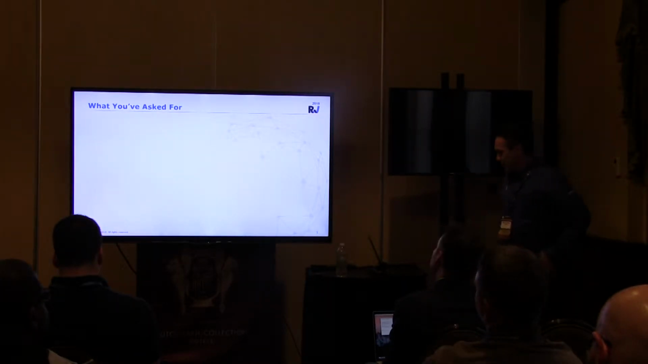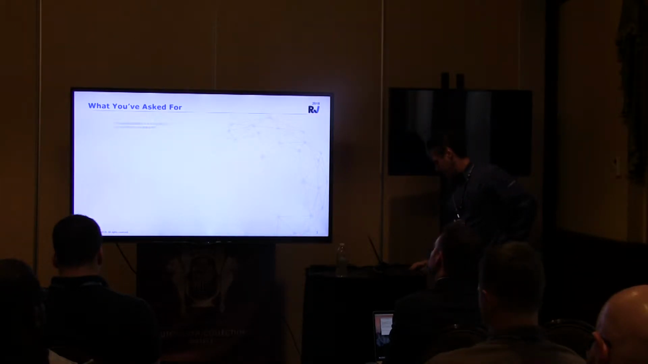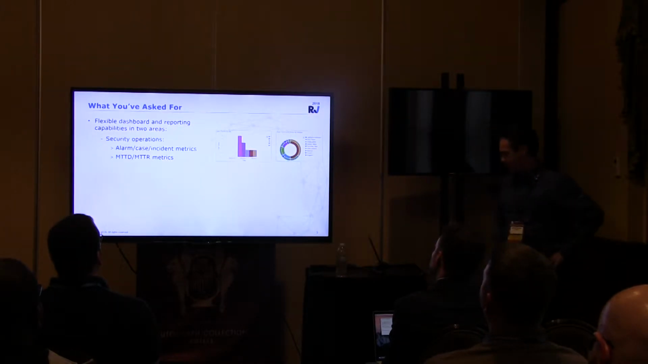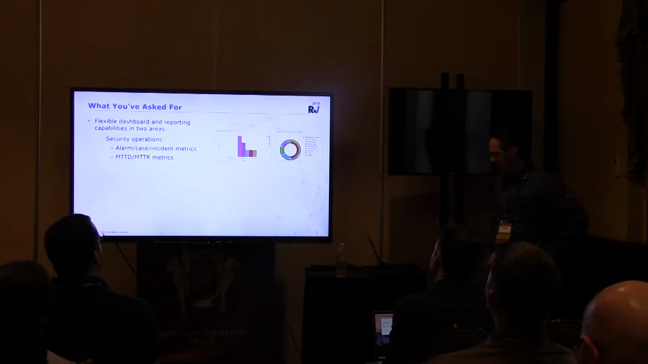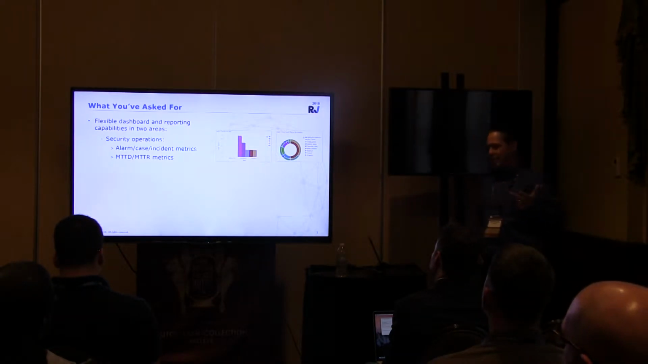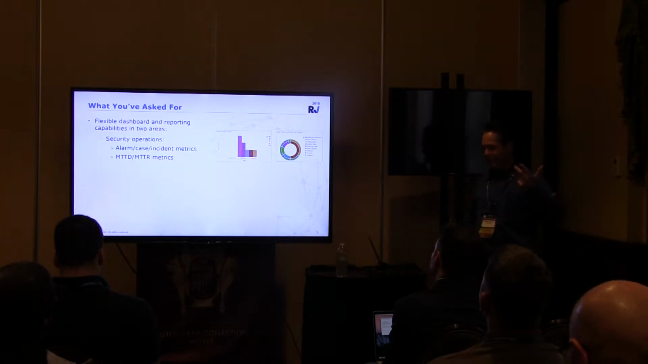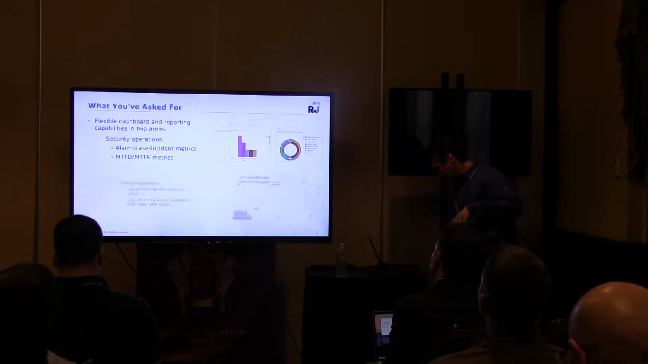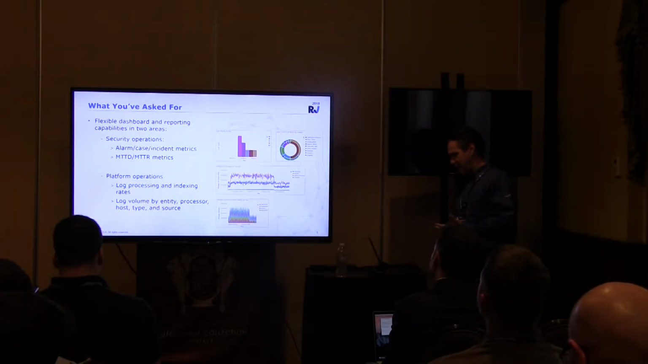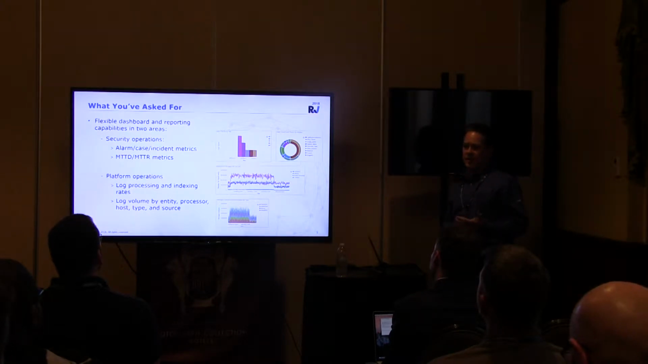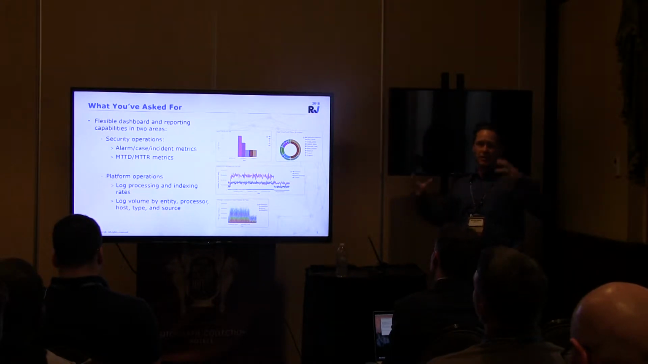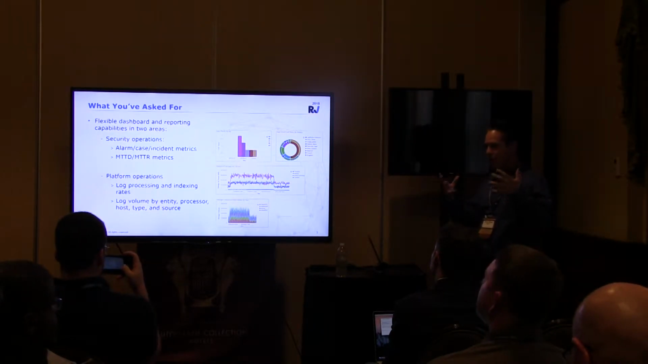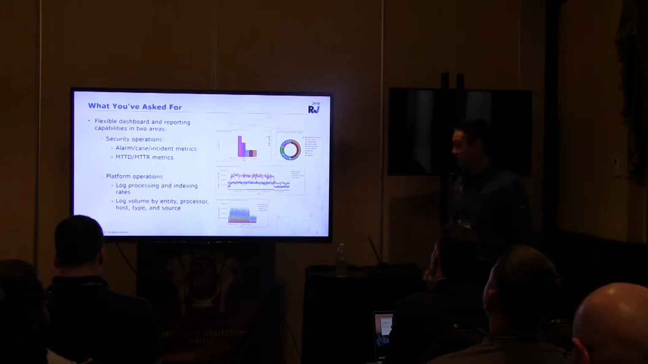Over the years, we've heard a lot of requests for data. Two big data sets you've asked us for are security operations data, meaning our alarm, case, and incident metric data, so you can run your own analytics and do your own SLA calculations on it. You also wanted platform operation data: log processing and indexing rates. How many logs am I collecting in my deployment, per entity, per data processor, per host? Right now there's very limited ability to see that kind of information.